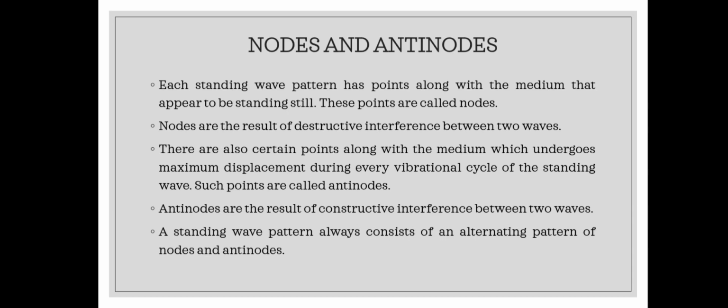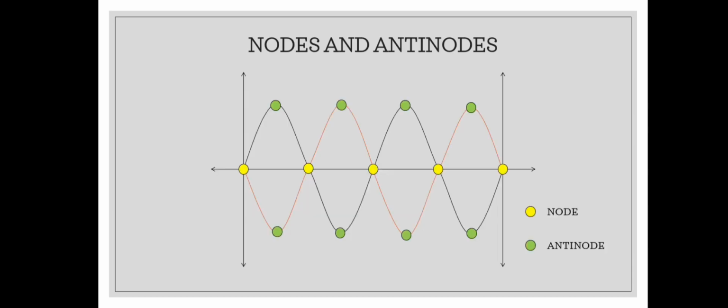On the contrary, there are certain points that have maximum displacement, that is positive and negative displacement, in each vibration cycle. Those points are called antinodes. Now, antinodes are the result of constructive interference between the two waves. So as we know, a standing wave has both constructive and destructive interference, which results in the formation of nodes and antinodes.